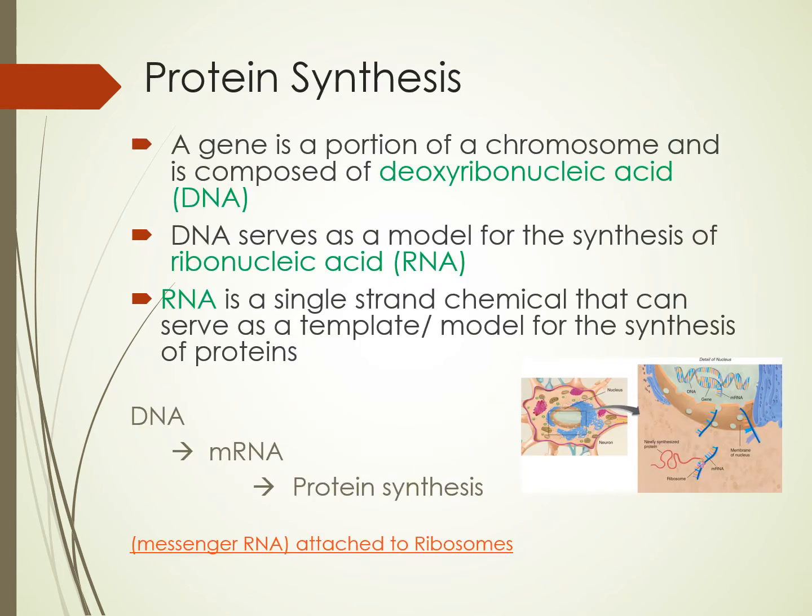A gene is a portion of a chromosome, and it is composed of deoxyribonucleic acid, what we usually shorten to DNA. The DNA then serves as a model for synthesizing ribonucleic acid, RNA, and the RNA is a single-strand chemical that can now serve as the template, or the model, for protein synthesis. Okay, and our body is made up of proteins.